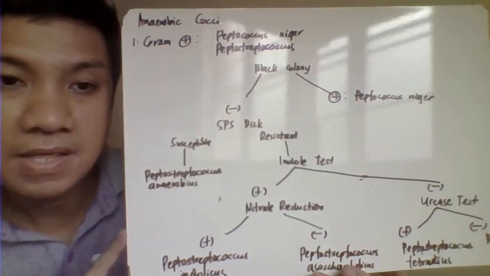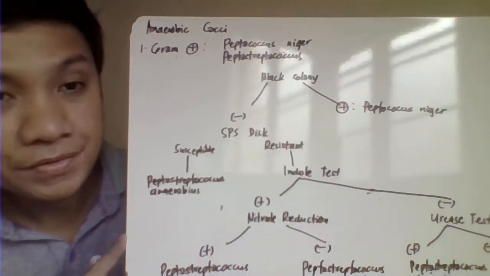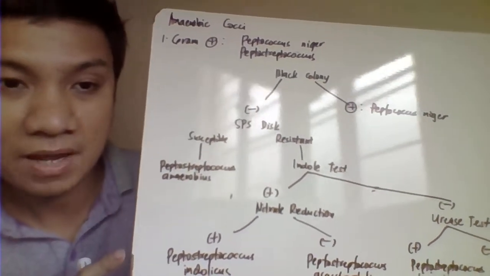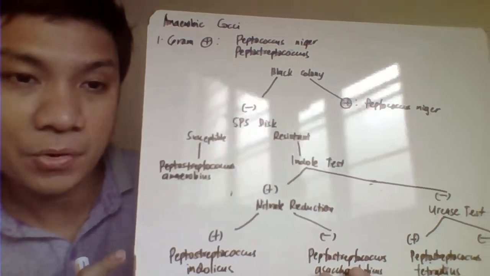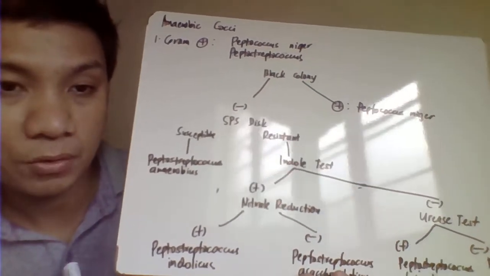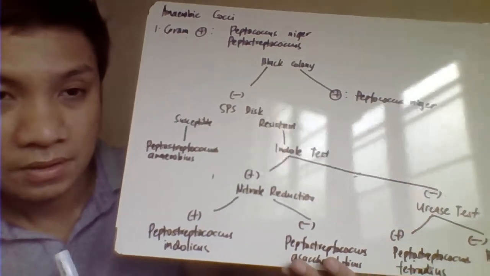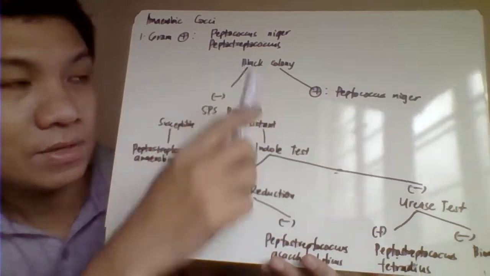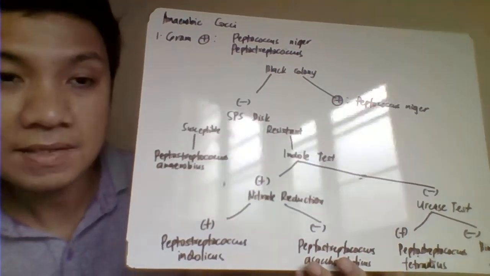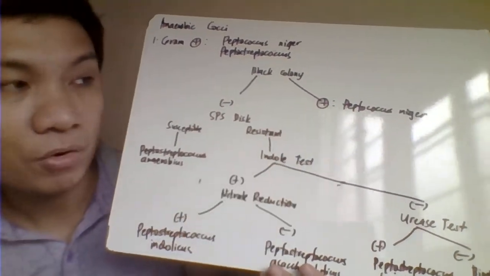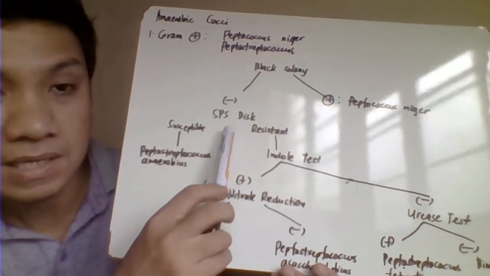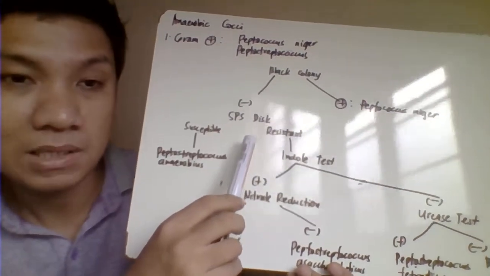Okay, then we also have the anaerobes which are cocci. So we can classify this one as our gram-positive cocci anaerobes. That includes the genus Peptococcus and Streptococcus. For identification, number one, first observe for the blackening of the colony. If the colony is black, then you are talking about Peptococcus niger. If that one is not black, then perform here your SPS antimicrobial susceptibility testing.